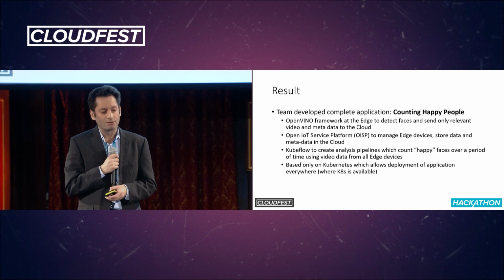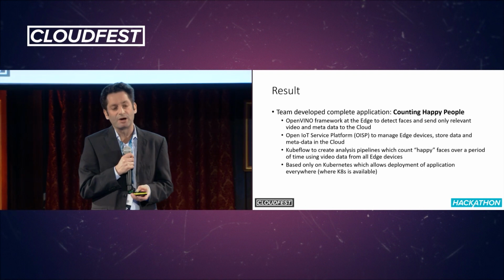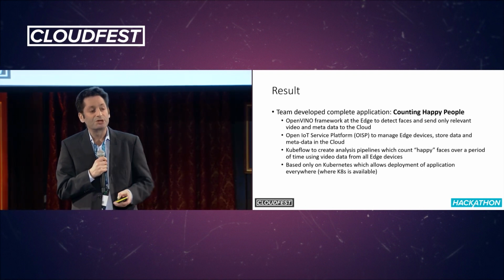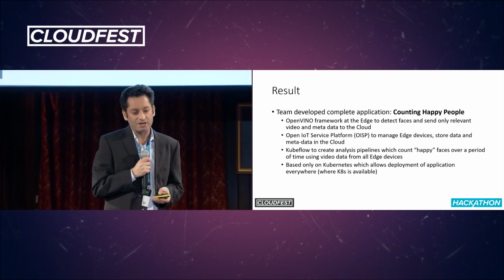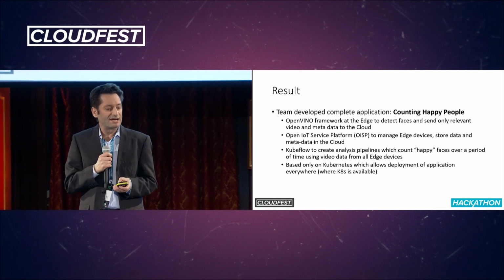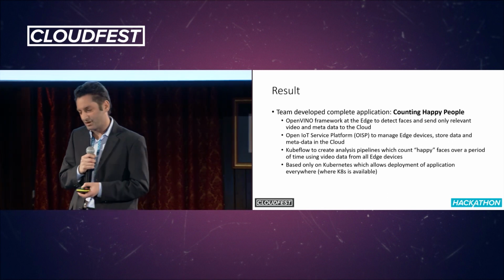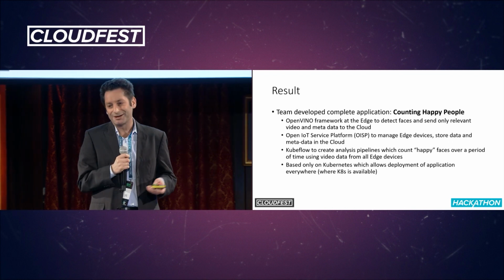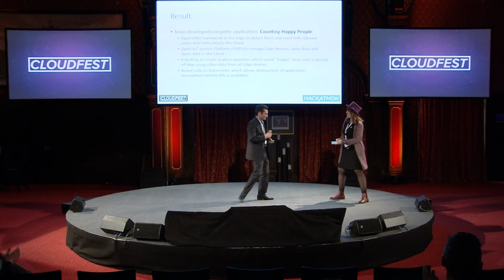And we used OpenVINO, as I said, to cut out the images. We used the OpenIoT service platform to manage the devices and provide the data to the cloud. We used Kubeflow, and we put everything on Kubernetes, on a vanilla Kubernetes cluster, so you can deploy it everywhere. And what can I say? We put the devices everywhere, and we counted the faces over one day at the hackathon, and we saw only happy faces everywhere. So the hackathon was really nice, and thank you very much, CloudFest. Thank you, Marcel.